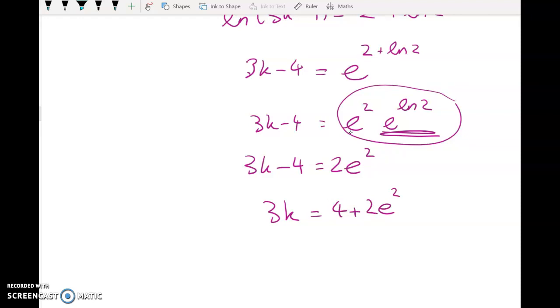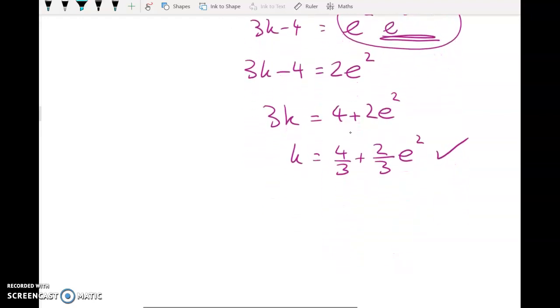So 3k is going to equal 4 plus 2e squared. So k will be 4/3 plus 2/3 of e squared. So that should get a big tick. And the decimal approximation of that is that k is equal to 6.26, and that's to 2dp.